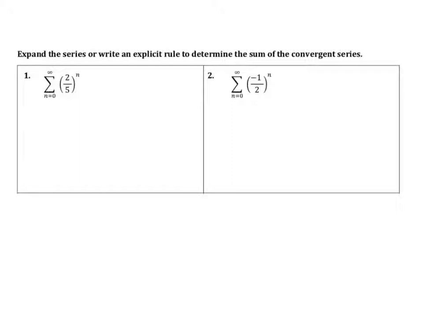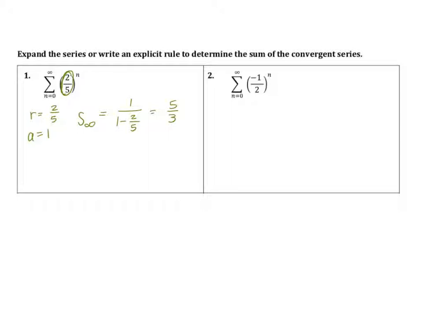And so with that geometric, we had to find our ratio, and that ratio is sitting right there. So the ratio is 2/5. Now we do need a first term, so we're going to plug in 0, and so that's going to generate a 1. So our infinite sum here is our first term over 1 minus our ratio, and so that's going to give us 5/3.